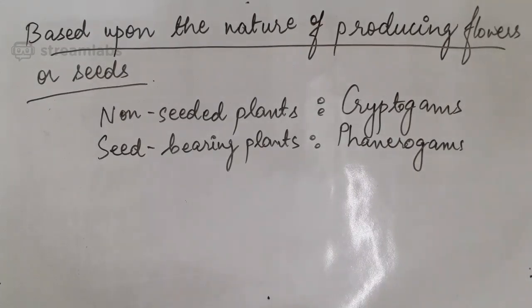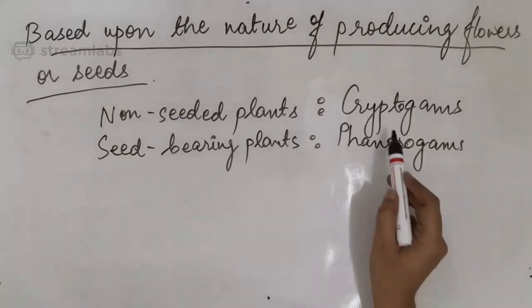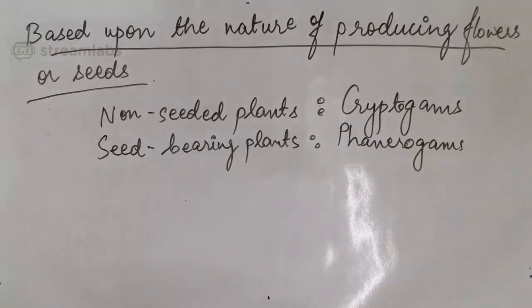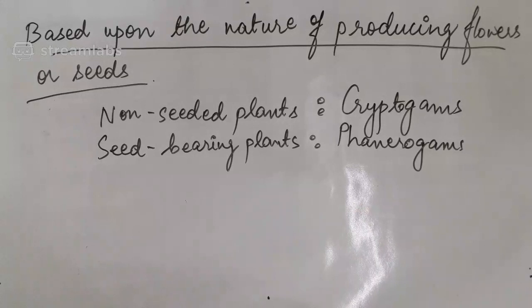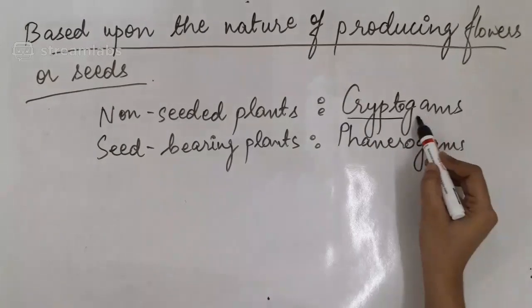Okay, the cryptogams are those plants that do not produce flowers or seeds. These are non-seeded plants and they also do not produce flowers. So they do not have any special male or female reproductive units to produce seeds. If they do not have the flower, their reproduction is hidden. That's why these are called cryptogams.